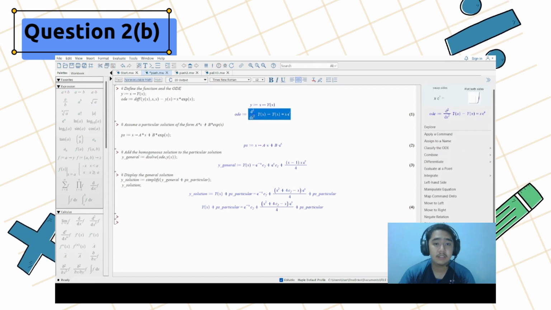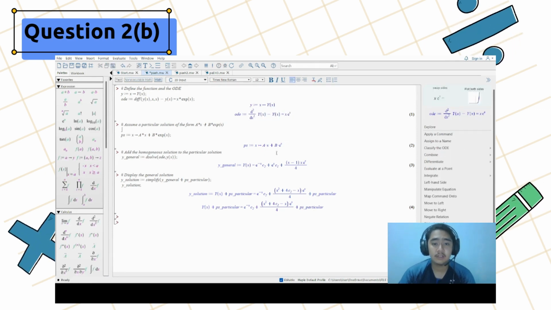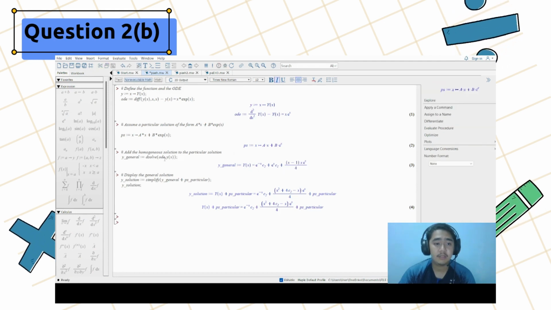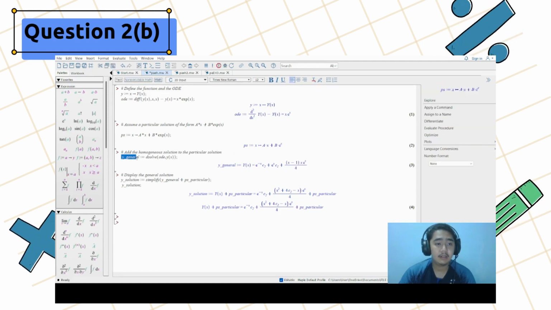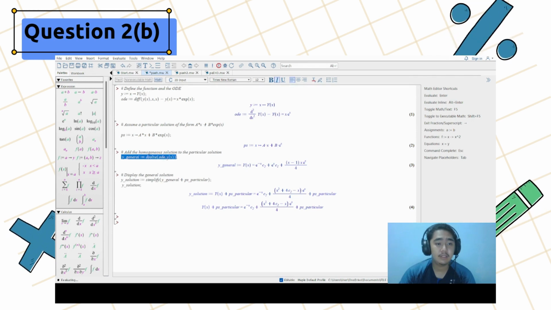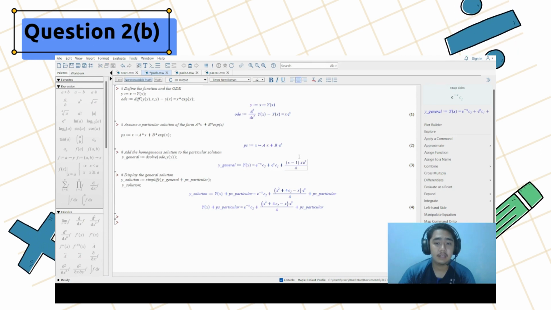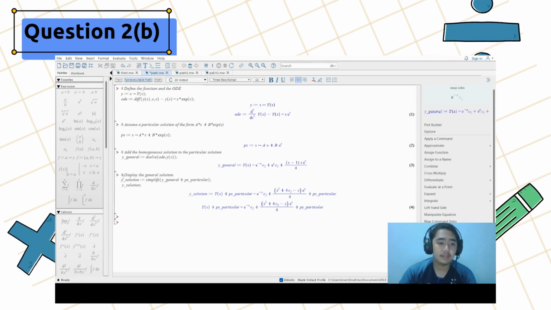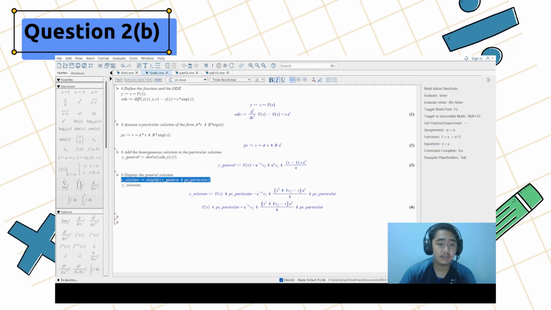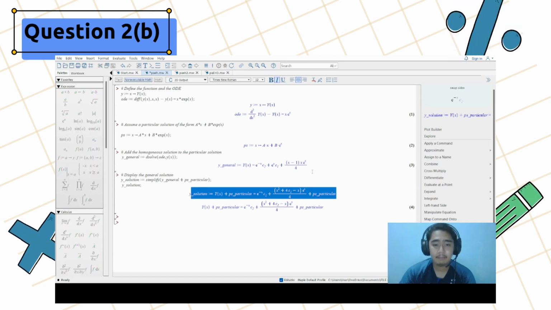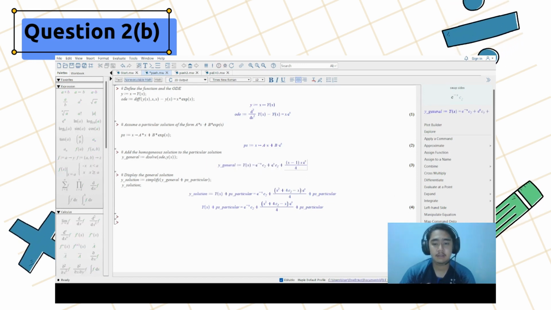The homogeneous is not shown here, so homogeneous and then the particular solution. So yc plus yp, you will get the y general equals to dsolve ODE y(x), and then you will get this one. So it is only from until here, but you can also display the y solution to simplify plus the particular, but we don't have any, so the answer is here. So that's all for 2B.